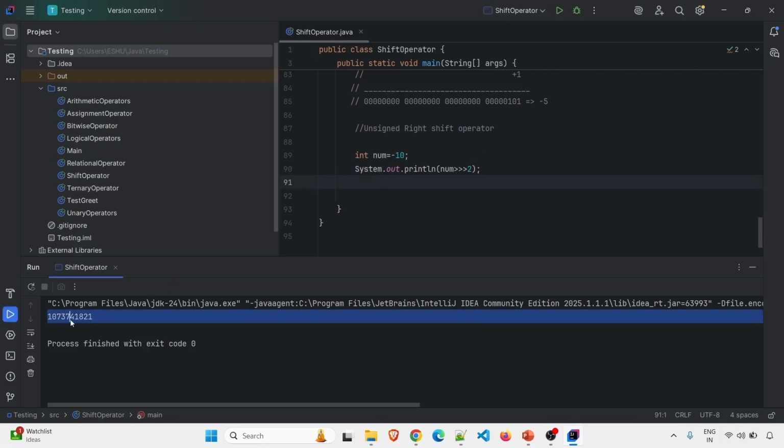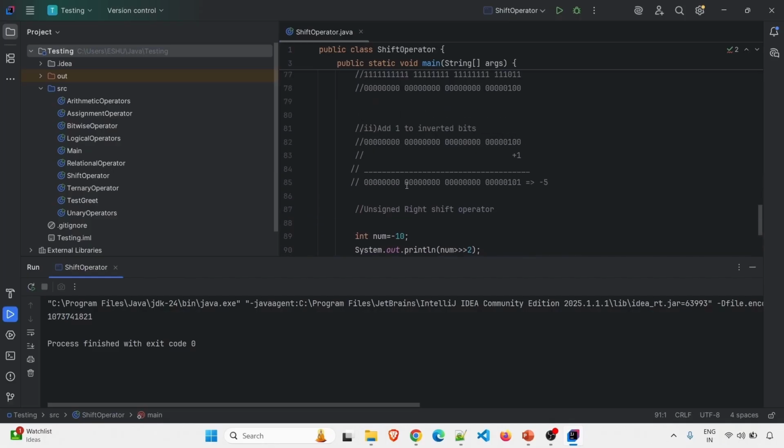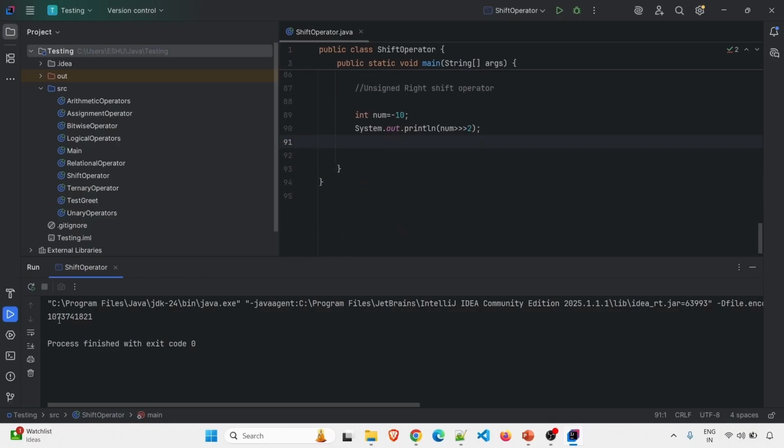But I'm getting a very huge value. Why am I getting this huge value? In case of the right shift operator, I would have got -2, but in case of the unsigned right shift operator, I'm getting this huge value. So let's see why. To check that, we will first have to get the binary representation for -10. Now we know how to get the binary representation for numbers.